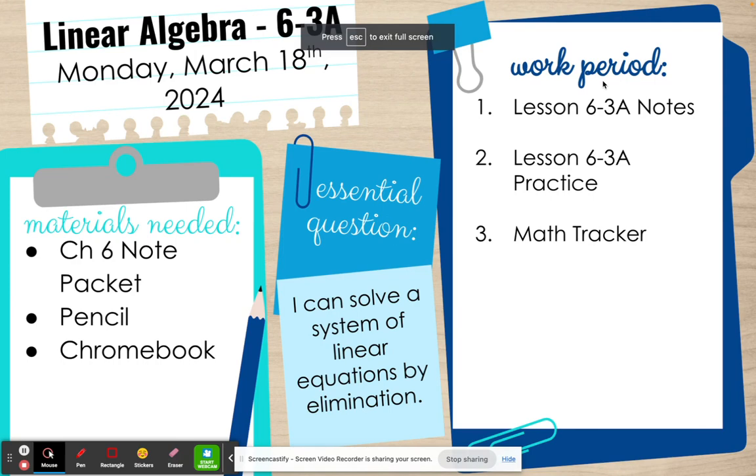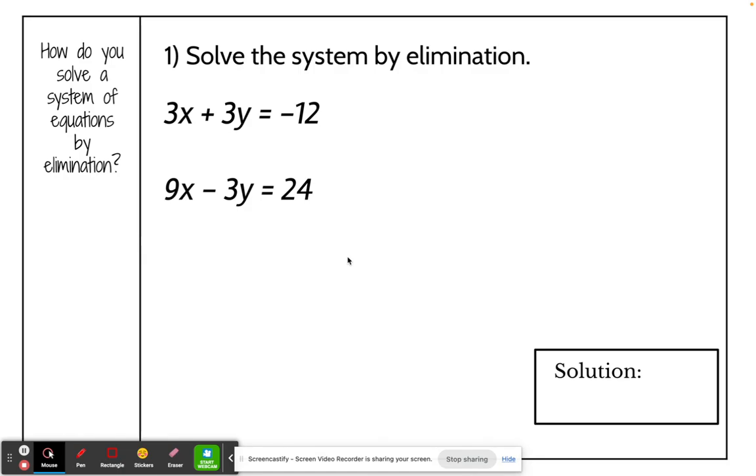Hi everyone, today we're going to continue talking about systems of equations. So far we have solved systems of equations through graphing and also through substitution. Today we are going to solve using elimination. So how can we solve through elimination?